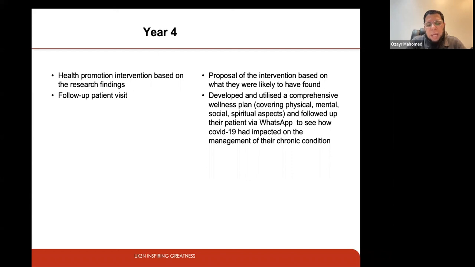So we asked the students to come up with a proposal of an intervention on what they would have likely found, and in that way to get them to think around the health promotion principles. And we also requested them to develop and utilize a comprehensive wellness plan and follow up their patient on WhatsApp to see how COVID-19 has impacted on the management of their chronic condition.